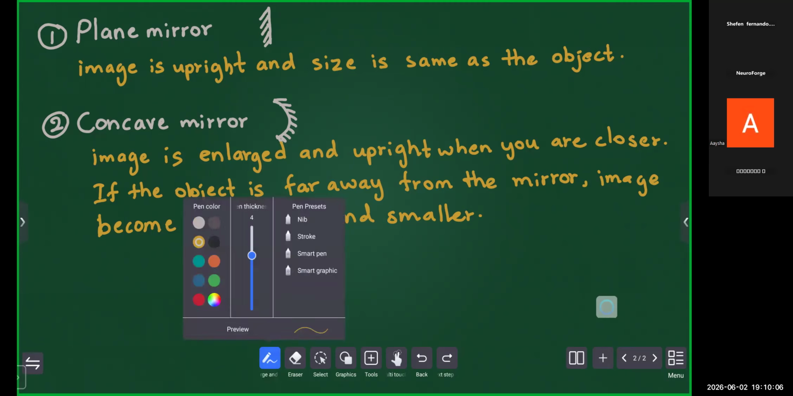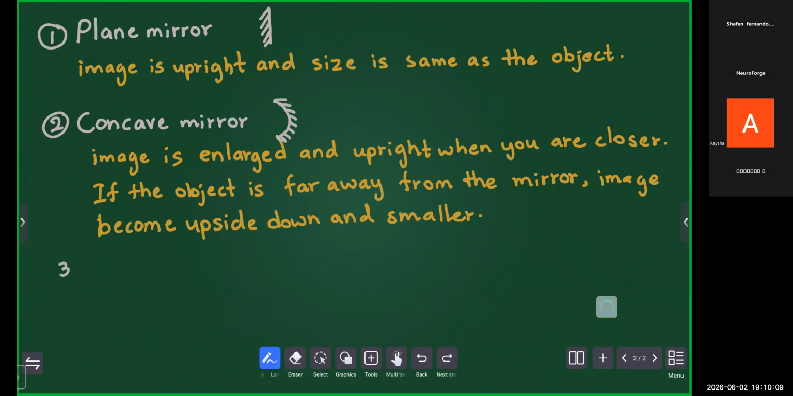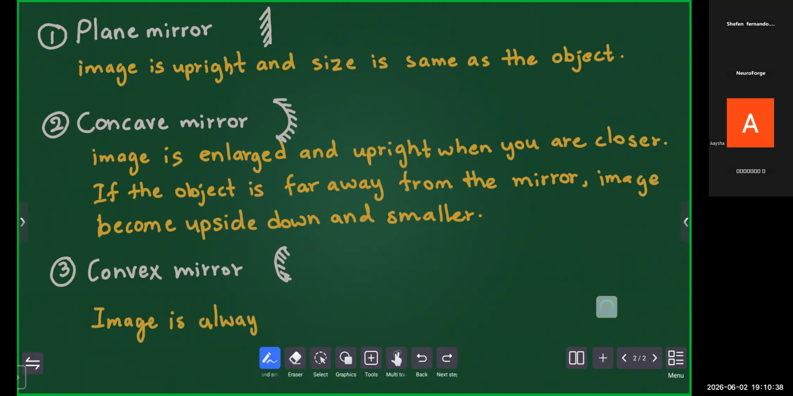So concave, then convex. The convex mirror is this. The image is always smaller and upright.